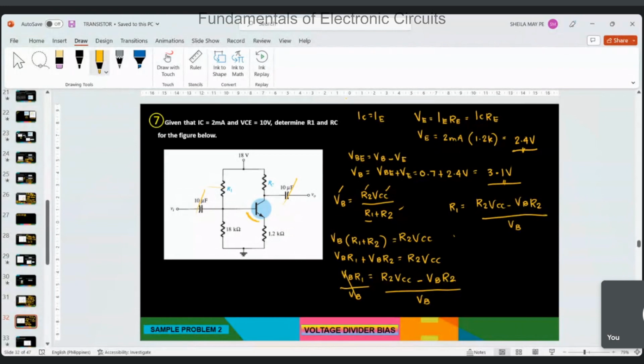So R1 would be 18K, VCC is 18, VB at 3.1, R2 at 18, VB at 3.1. 18 times 10 times 18 minus 3.1 times 18, 3.1.